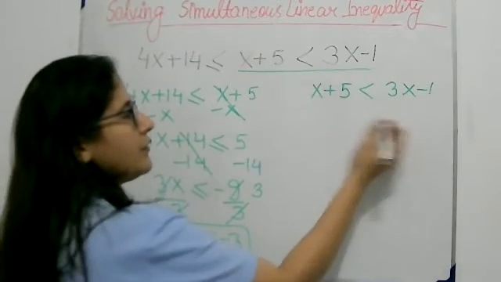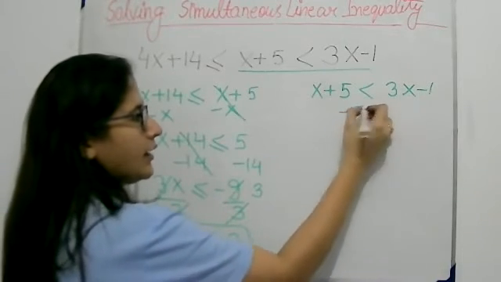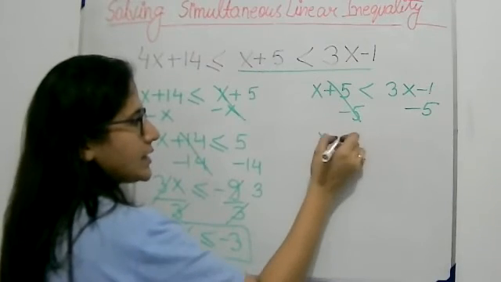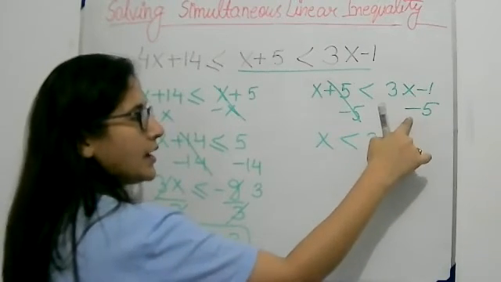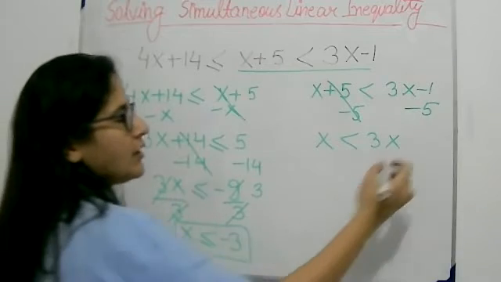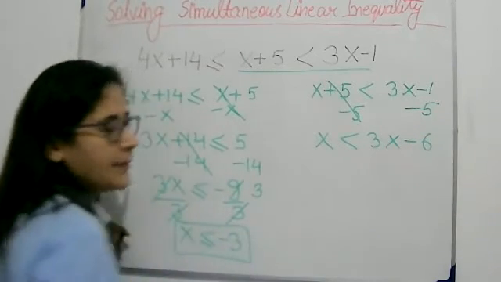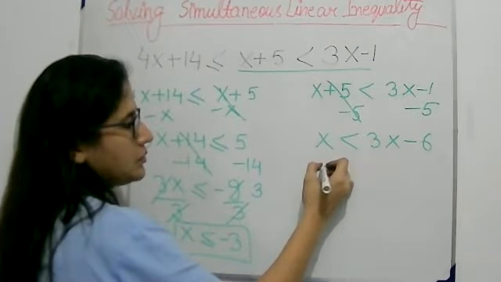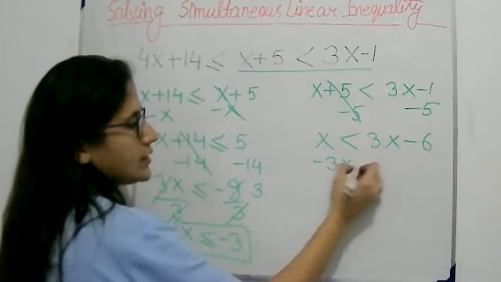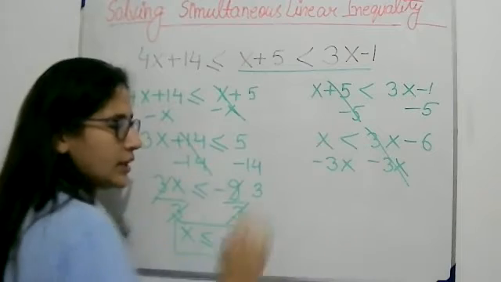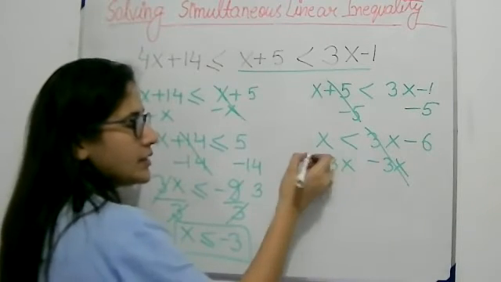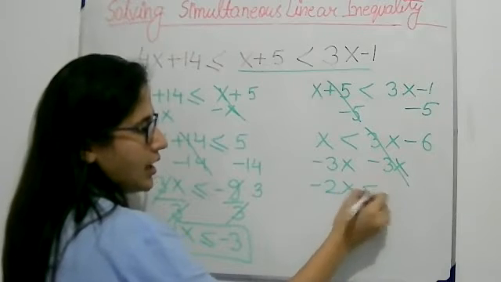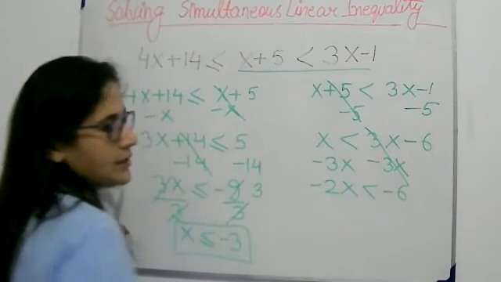Next, what can we do here? Subtract 5 both sides. So positive and negative cancel out. x is less than 3x minus 5 minus 1. Negative, negative, it will be -6. Now, what next can we do? Subtract 3x both sides. Right side it will be cancelled out. Minus 3x and x is -2x is less than -6.